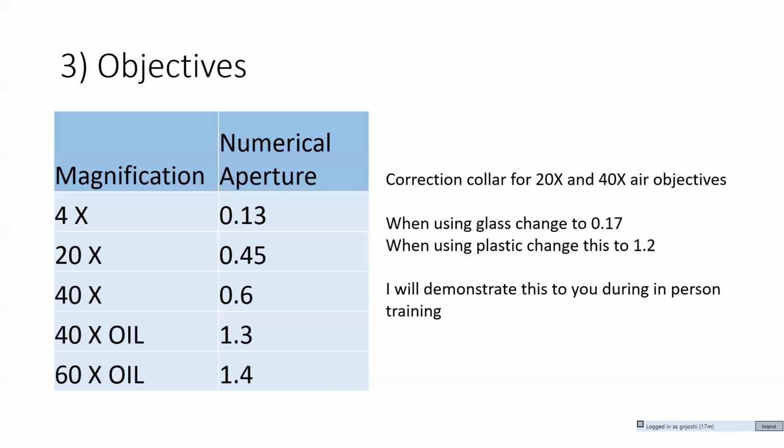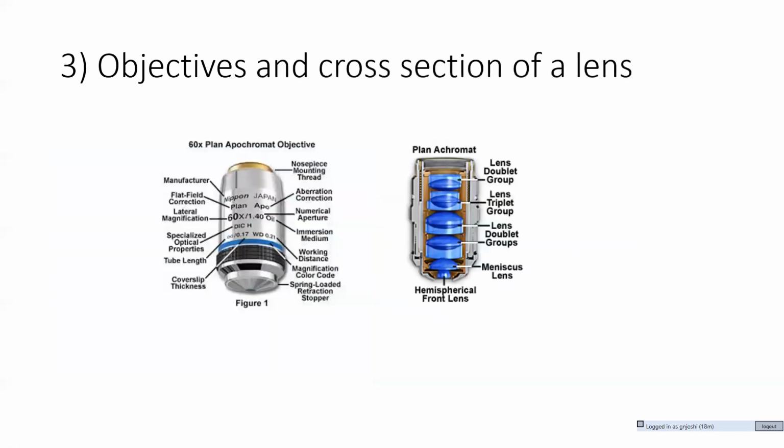At the moment you're using plastic, but there might be some other user who is using glass, so they will be changing this. That's something you will have to check every time, to see where the correction collar is set. I'll show this to you tomorrow, mainly because you will be using the 20x and 40x objectives quite a bit.